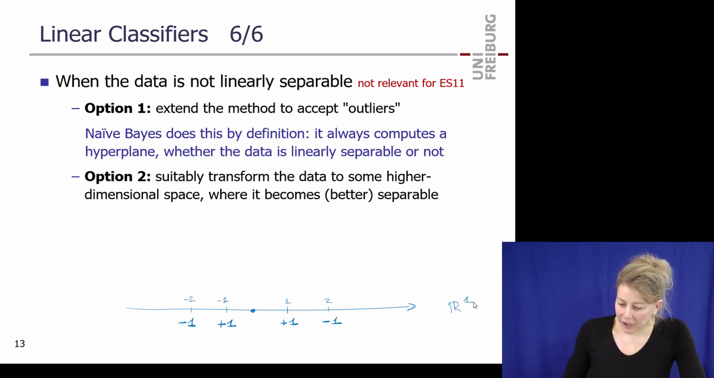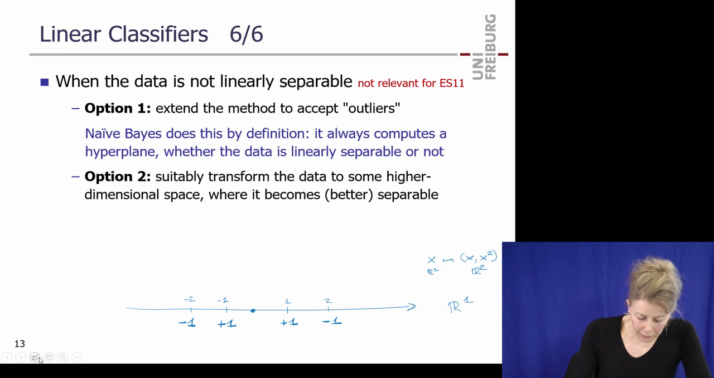And now let me take the following transformation. Let me take the transformation, each point from R1 is transformed to x comma x squared from R2. And let's just do that. So if I transform the point 1, it becomes 1, 1 in 2D. And so now let me draw it in 2D.